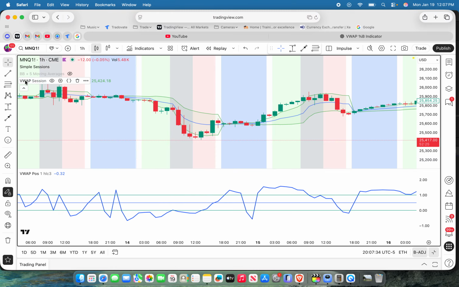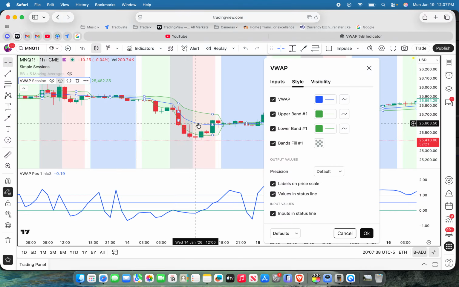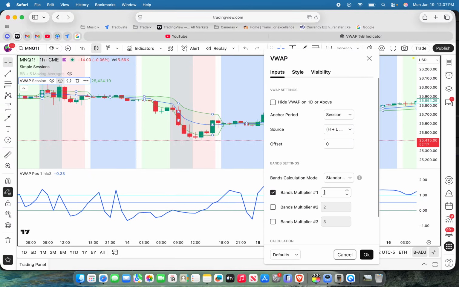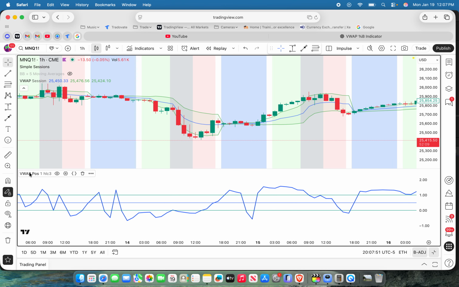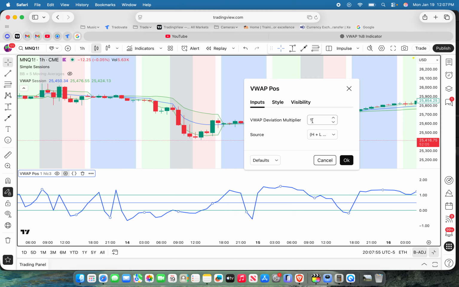On the chart is VWAP, as you can see, and the VWAP line is the blue line, and there's an upper and lower band. This is set at standard deviation, or the band multiplier is set at 1. And down here on my indicator, it's just exactly the same, and the band deviation multiplier is set at 1.